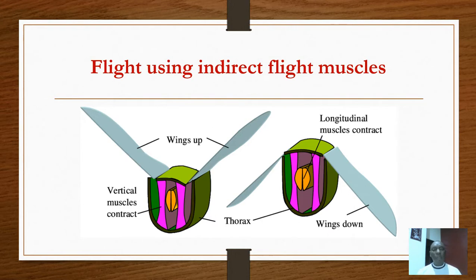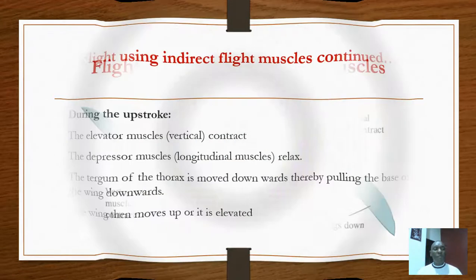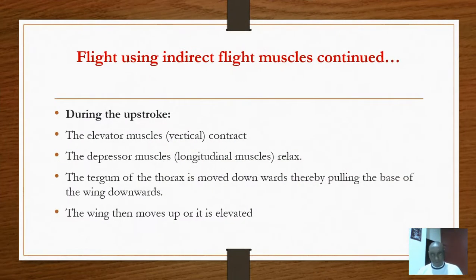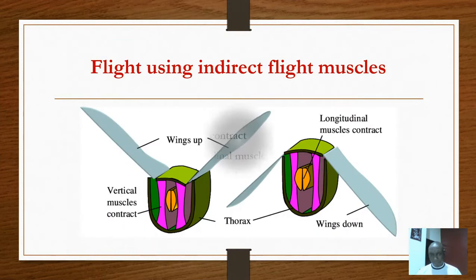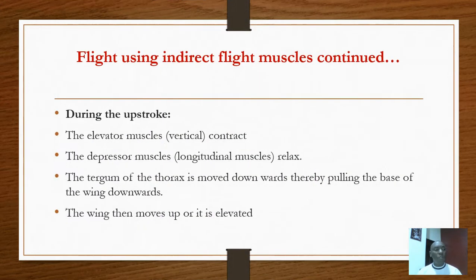In indirect flight, still we have upstroke and downstroke. Now what happens during upstroke? Look at those muscles there. Remember, during upstroke, the elevator muscles should contract while the depressor are relaxed. During downstroke, the opposite, the depressor must contract while the elevator relax. Equally, in indirect flight, during upstroke, the elevator muscles contract, the depressor muscles relax.